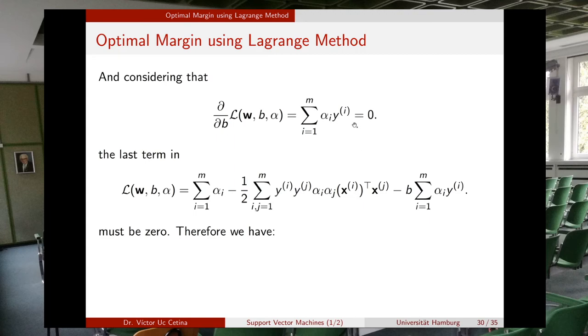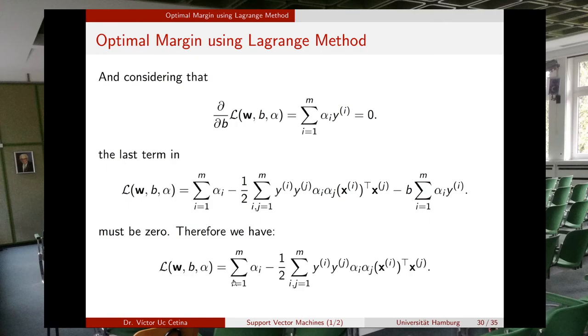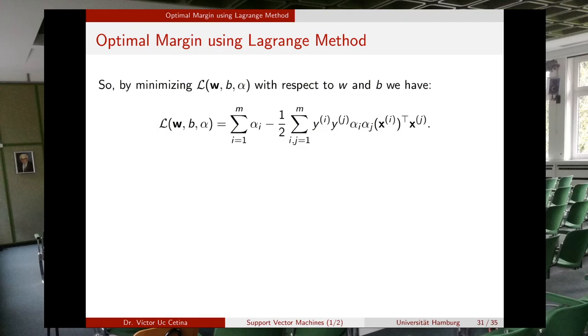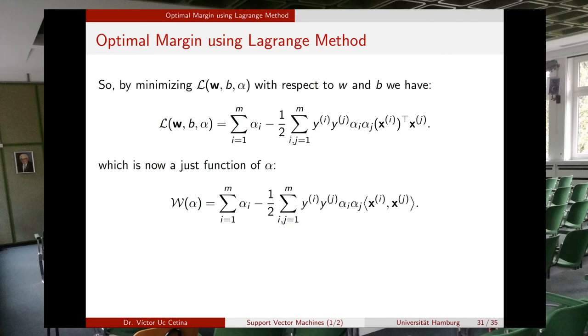So we know that this is zero from the partial derivatives with respect to b. Then we can simply delete this term because this is zero. So the final function is this one. And this function is now a function only of alphas, the multipliers. So after minimizing the Lagrangian with respect to w and b, we have this function, which is a function of alphas, as I said. And now the next part will consist in maximizing this function.